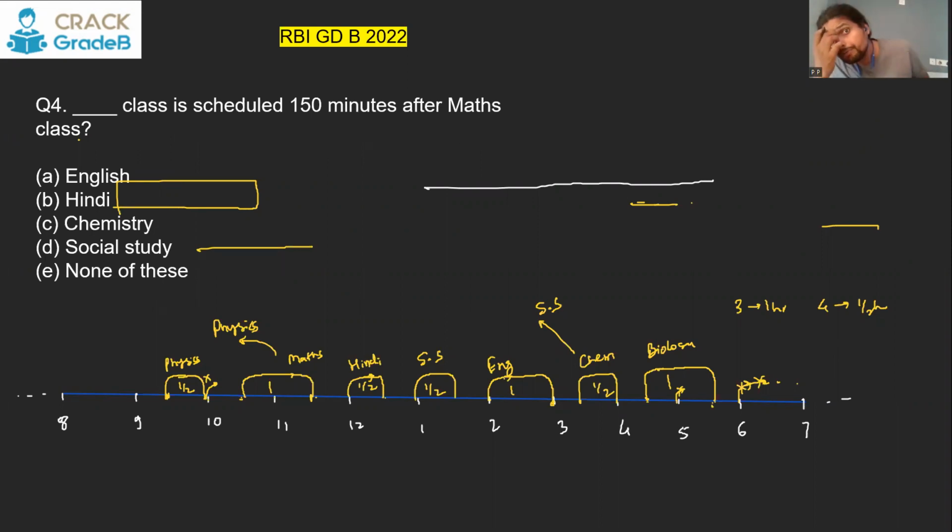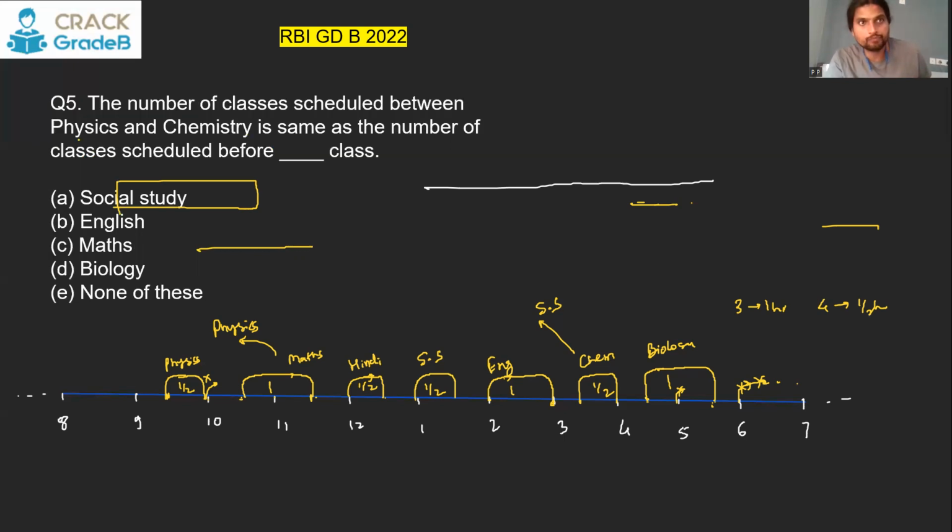What class is scheduled 150 minutes after maths class? Maths class is over at 11:30. So 150 minutes means 2.5 hours more. So half hour means 12, and 2 more. That means what class starts at 2? English starts at 2. So option number A, English should be the answer.